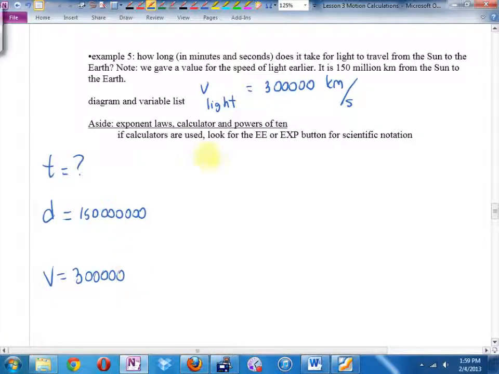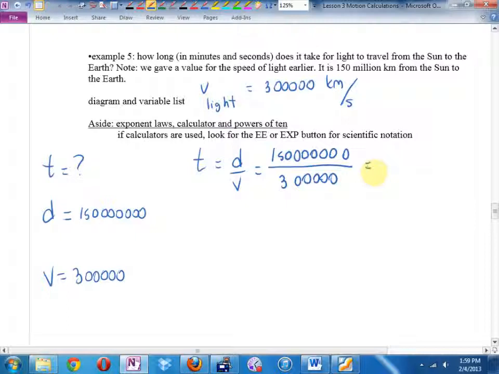So, first question. How many seconds does it take light to get to us from the sun? It's going to be 150. It's going to be a 15 with 7 zeros. 1, 2, 3, 4, 5, 6, 7. All over a 3 with 1, 2, 3, 4, 5 zeros. Now we see if your calculator can handle all that. 500.